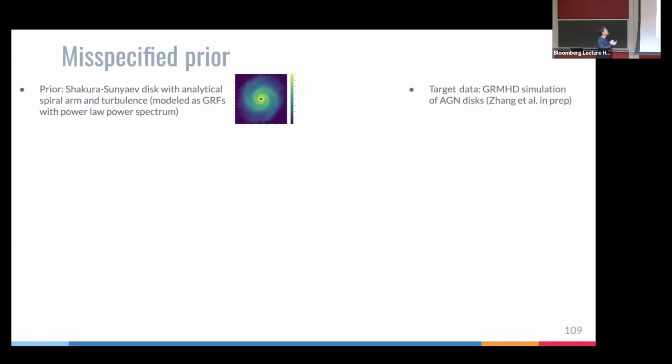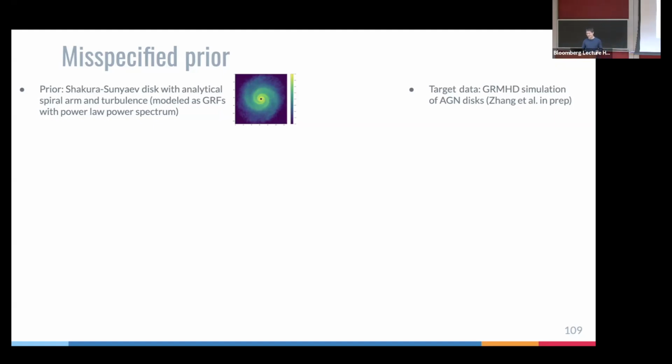Okay, so now the question is, what would happen if our prior is wrong? What if our simulation is wrong? We have a misspecified prior. What would happen? So here I'm showing an example where our prior coming from some analytical model is given by the alpha disk with some added analytical spiral arms and also some turbulence, which is modeled as a Gaussian random field with a power law power spectrum, and then the index is marginalized. So some typical images of our prior look like that.